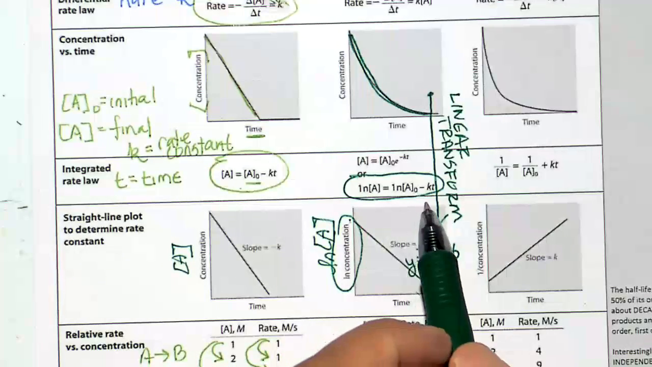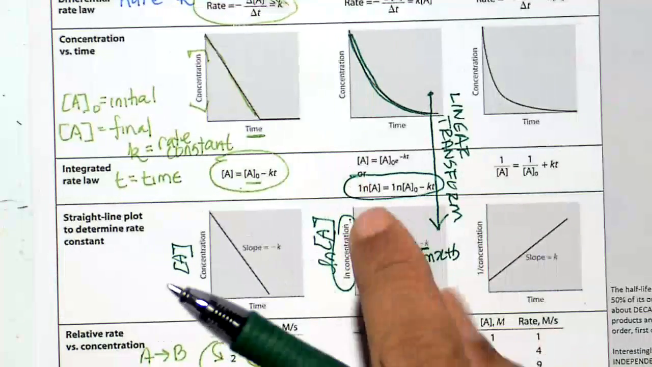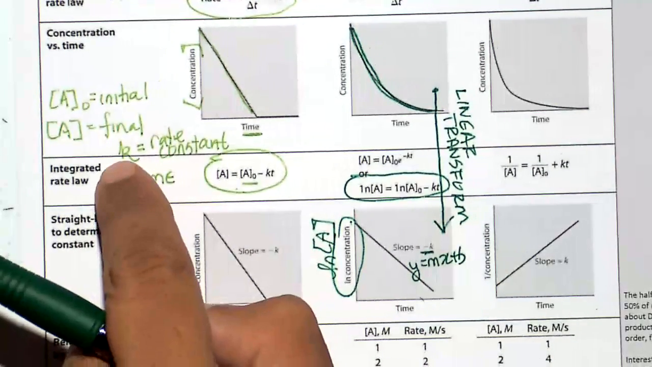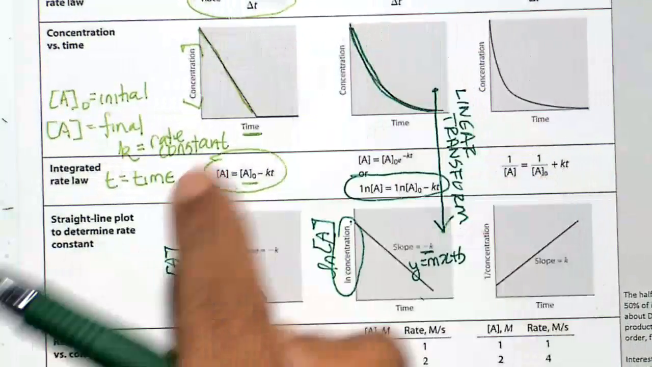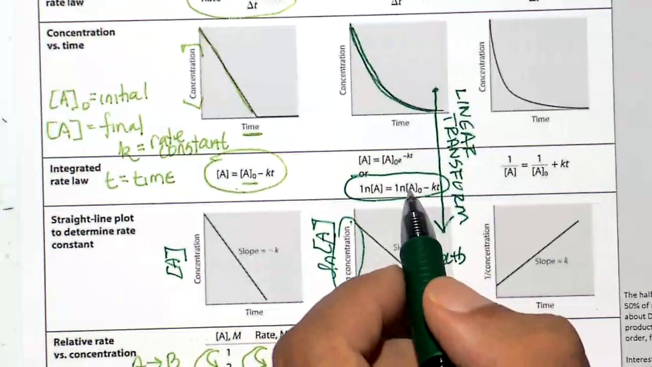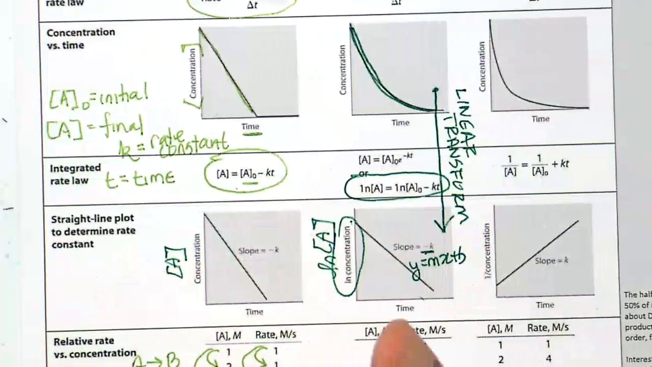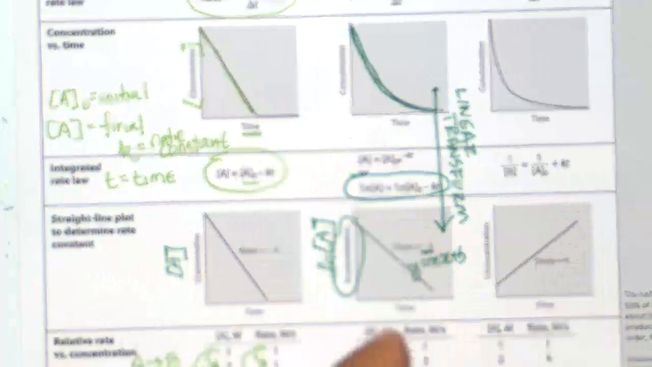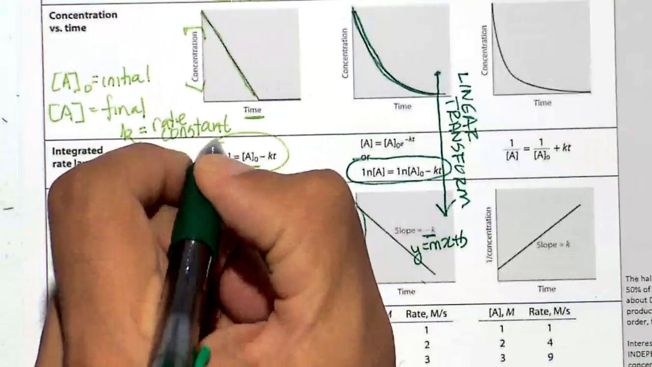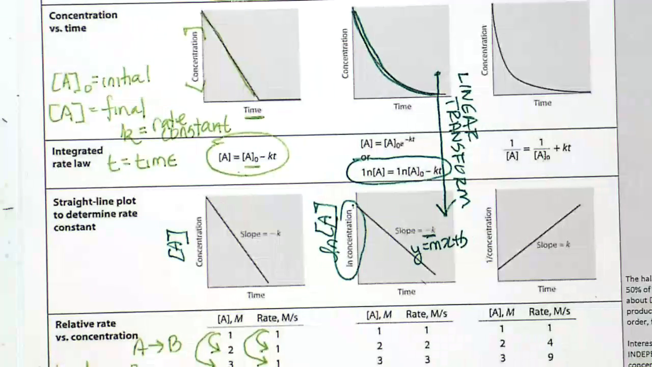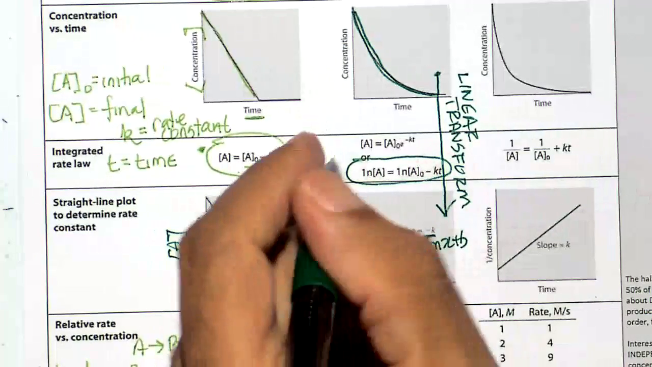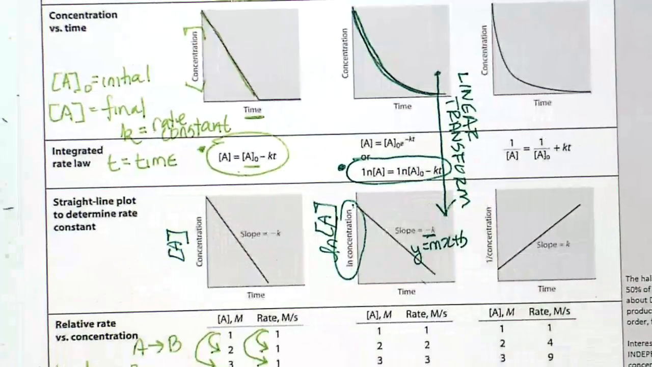Natural log of A equals natural log of A naught minus K times t. What is A naught again? Initial. What is K? This time it's first order. And what is t? Time. So this is the equation you want to utilize. Again, bring this sheet to the test. This is the equation you want to use if it's zero order. This is the equation you want to utilize if it's first order.